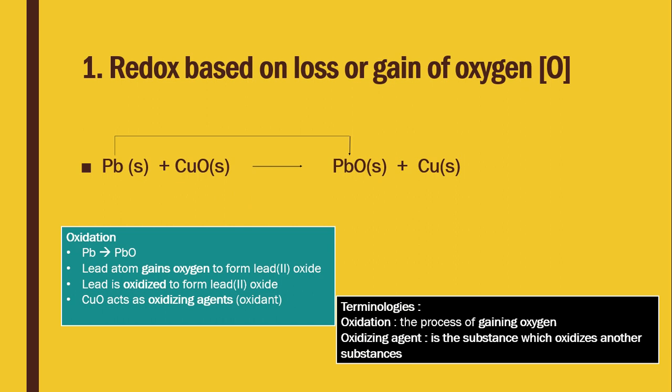So, two terminologies or definitions you must know and differentiate. The first one is oxidation and oxidizing agent. Remember, oxidation is the process of gaining oxygen, whereas the oxidizing agent, for this case CuO, is the substance or agent which oxidizes another substance. So CuO causes the lead metal to be oxidized. It is the agent. The one that undergoes the oxidation process is Pb, to become lead 2 oxide.